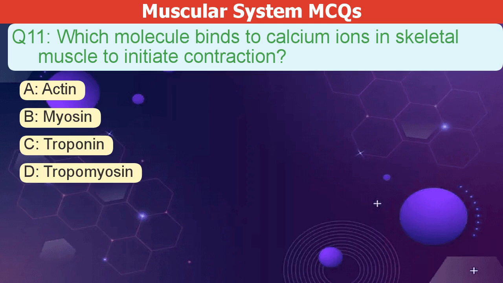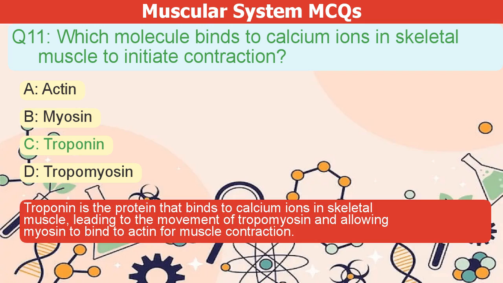Which molecule binds to calcium ions in skeletal muscle to initiate contraction? A. Actin. B. Myosin. C. Troponin. D. Tropomyosin. The correct answer is C. Troponin is the protein that binds to calcium ions in skeletal muscle, leading to the movement of tropomyosin and allowing myosin to bind to actin for muscle contraction.